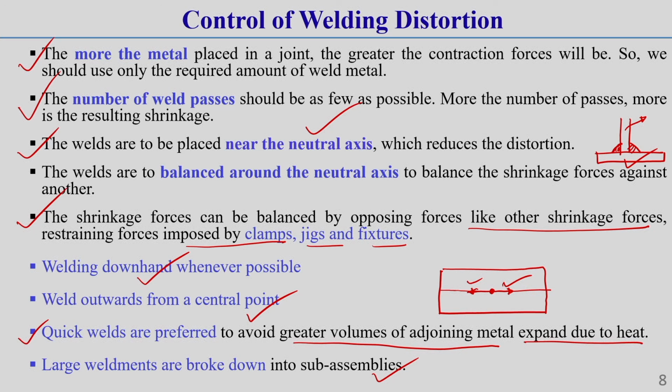That means a big structure you first divide into small components. In each small component, first you do the welding, after that you join the welded parts one by one. That is why there are some steps. So, generally: step, sub assembly, assembly. These are the different types of steps.